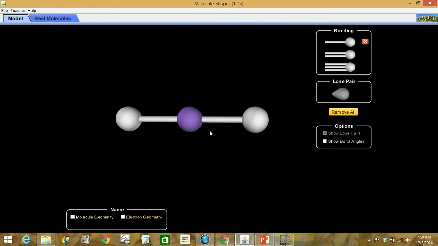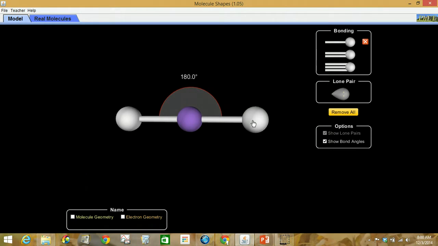So this is the first scenario. 2 atoms attached, 0 unshared or non-bonding pairs. And so notice that the bond angles are 180 degrees. So those are the bond angles between the 2 atoms attached. The reason for this is, again, valence shell electron pair repulsion tells us that these posts here are representing pairs of electrons.